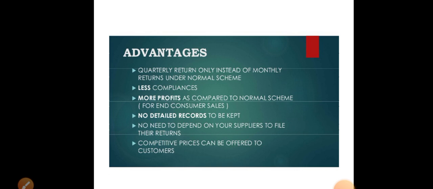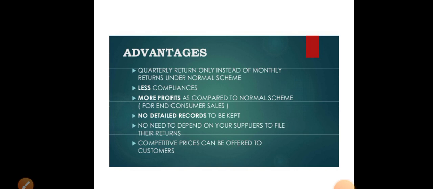Fewer compliances and more profit as compared to the normal scheme for end consumers of sales. No detailed records need to be kept. Normally, under a normal scheme, we have to maintain the records, the returns, and the documents we prepared for a business for 6 years. But there is no such compulsion in the composition scheme.